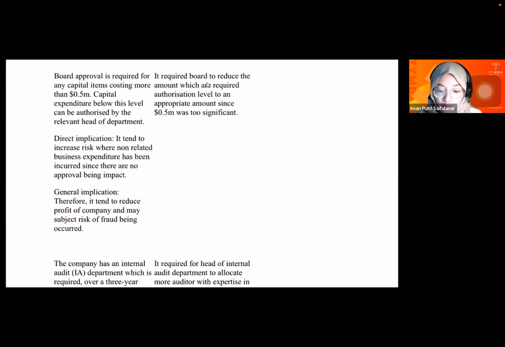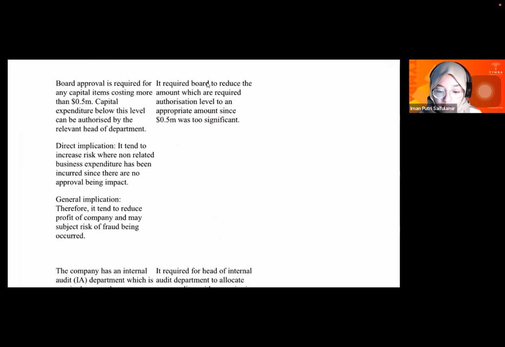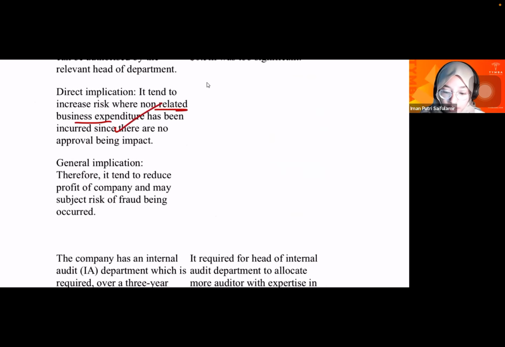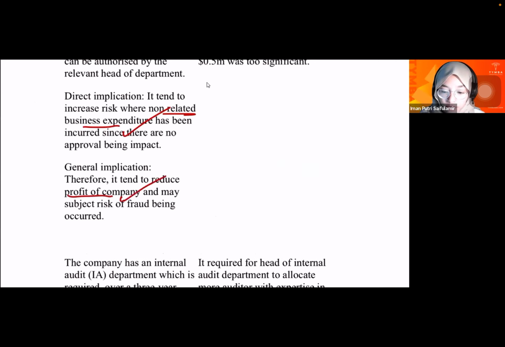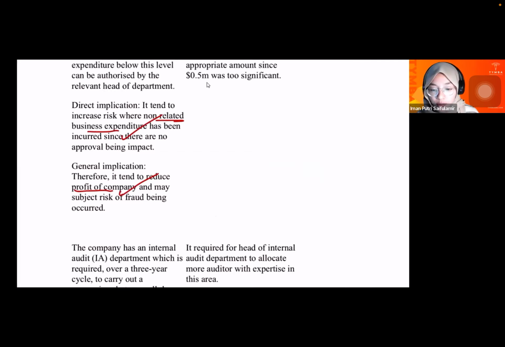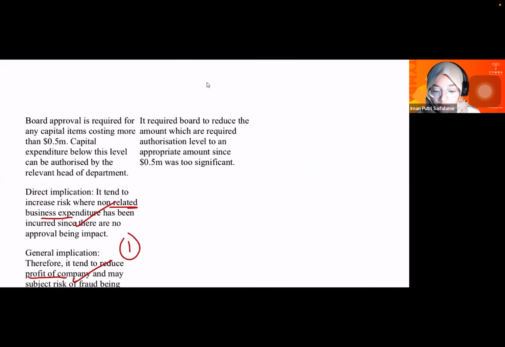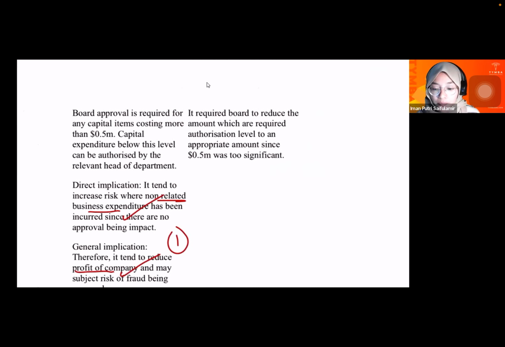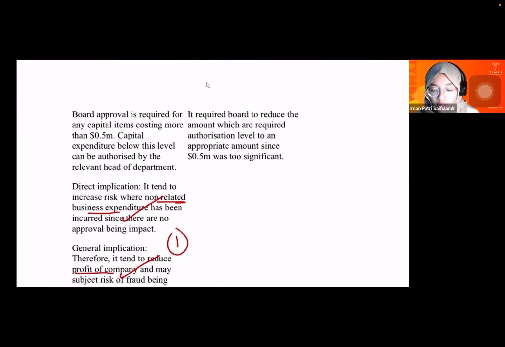Okay, board approval, capital expenditure below this level, it tend to increase risk where non-related business expenditure has been incurred. Okay, tend to reduce. Okay, so next is, this is 1 mark here. It require board to reduce the amount which are required. Okay, to reduce the authorization level.